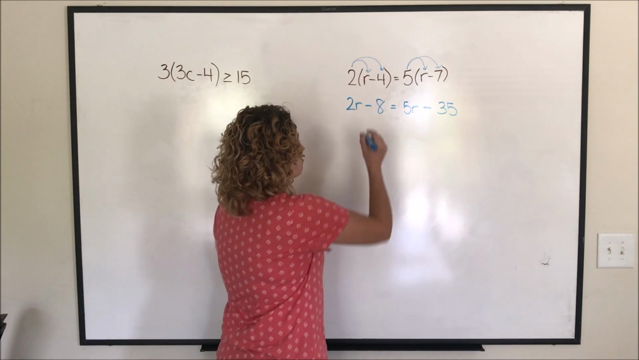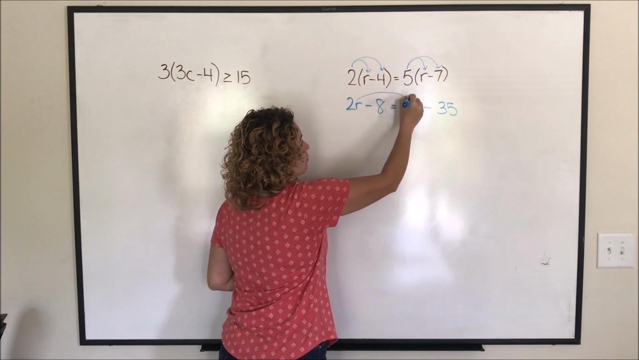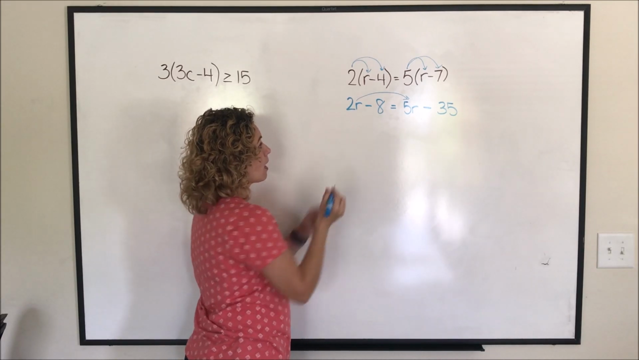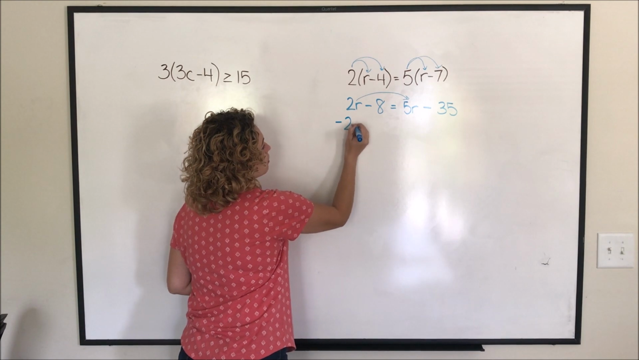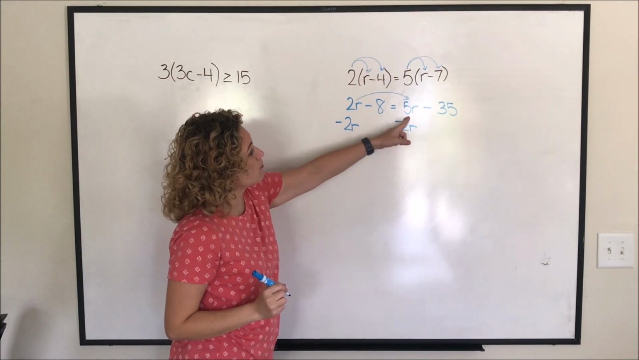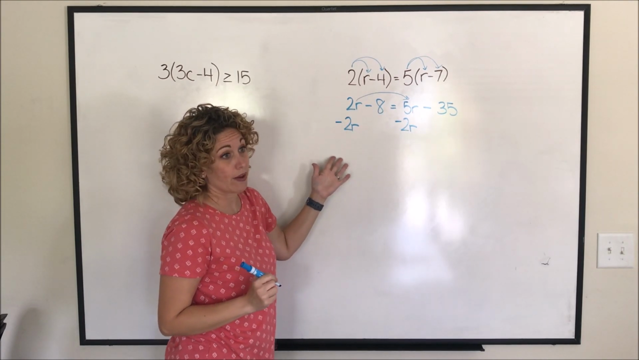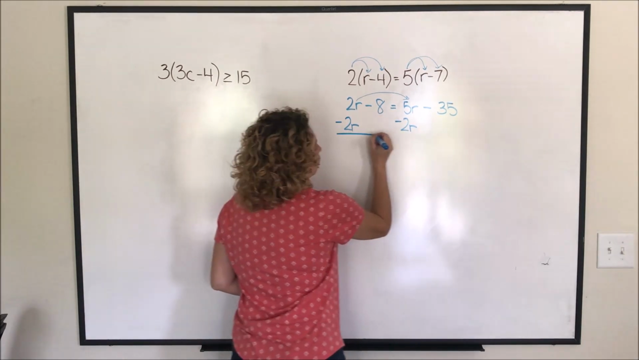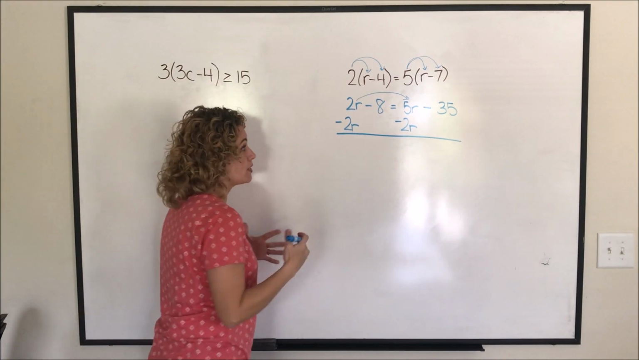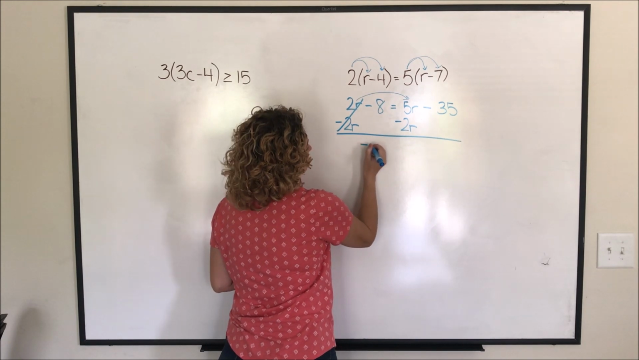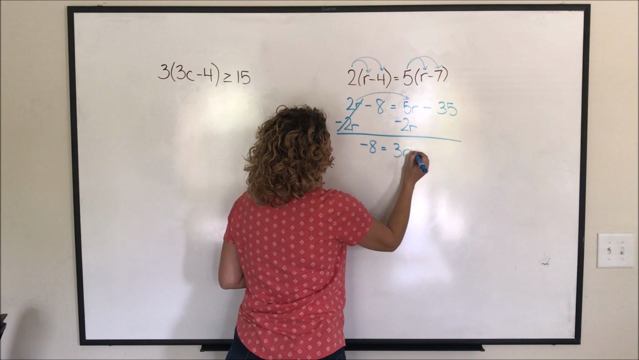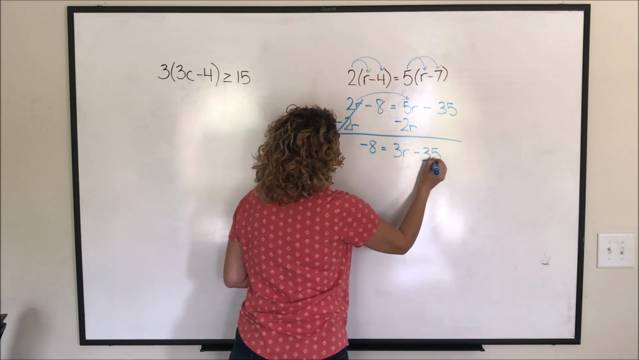I'm going to choose to move the 2r over here to the 5r. And the reason I'm going to do that is because I'm going to add the opposite, which is a minus 2r. Now, you can see if I had moved the 5r to this side, I would now have a negative r. Most of us are not real great with negatives, so I try to avoid the negatives as much as I can. So that leaves me with negative 8 equals 3r minus 35.